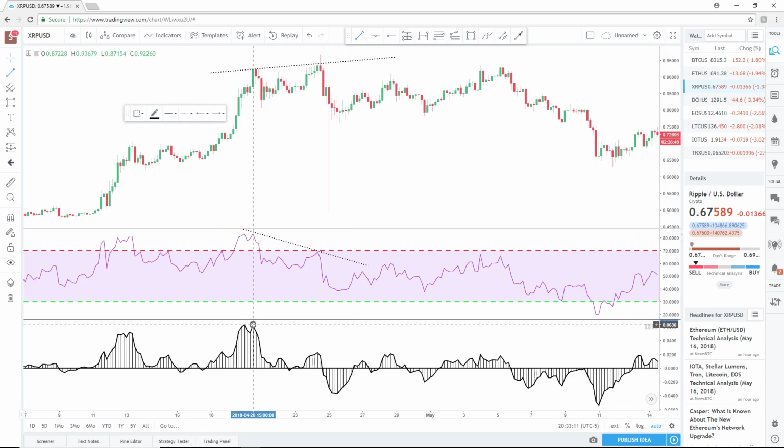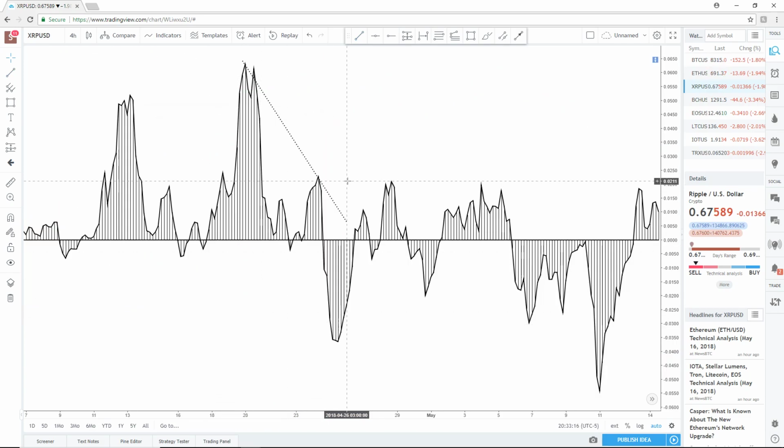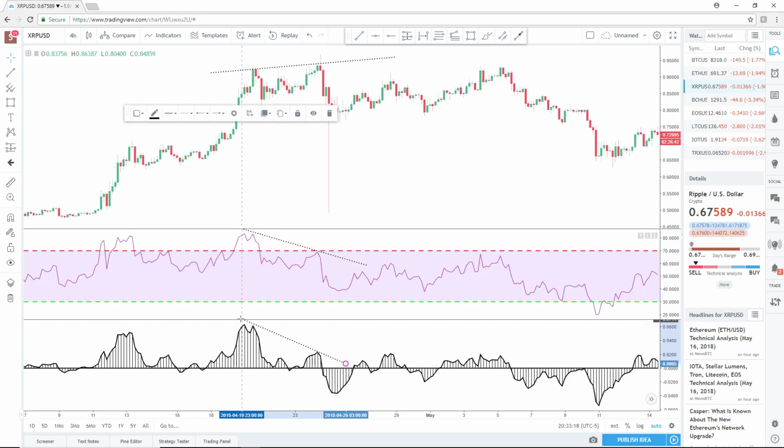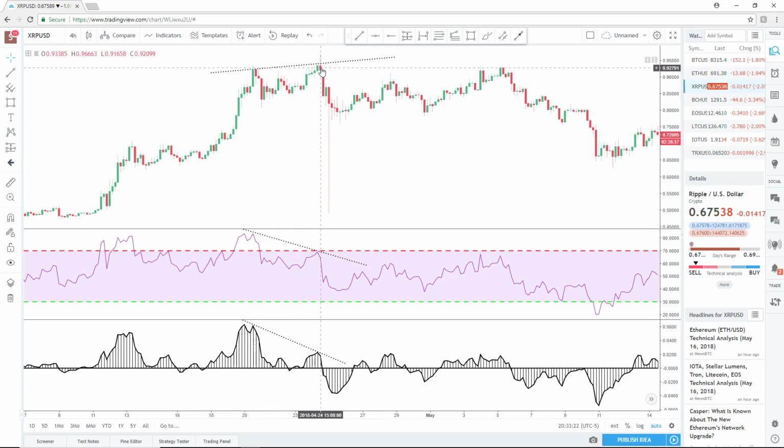I like to use the MACD too, because it gives me double confirmation that it is in fact bearish divergence. And as you can see, once we completed the red candle, the signal of bearish divergence, look at this price drop we had.